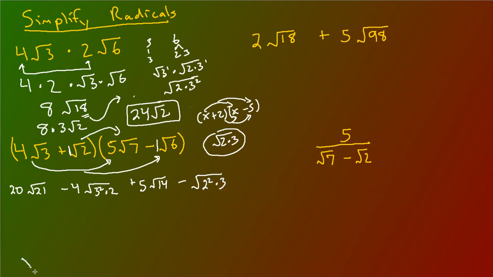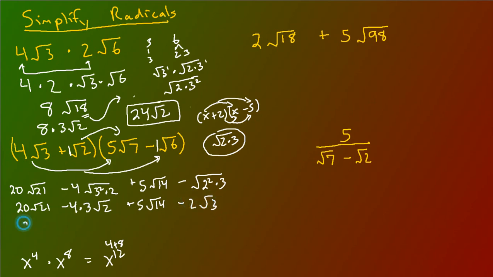And in case you're confused what I'm doing there, it's like if I had x to the 4th times x to the 8th, I get x to the 12th. And how did I get that? I added my exponents, 4 plus 8. Okay, so the 20 root 21 is fine. And then if I do the square root of 3 here, I get 3, square root of 3 squared, that is. And then I have 5 root 14. And I just simplify this down as far as I can go. So I have 20 root 21 minus 12 root 2 plus 5 root 14, and then minus 2 root 3, and then that's all I can do.